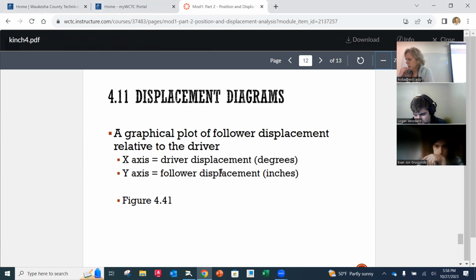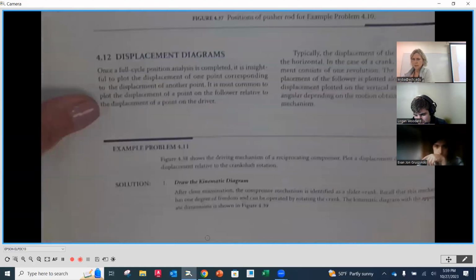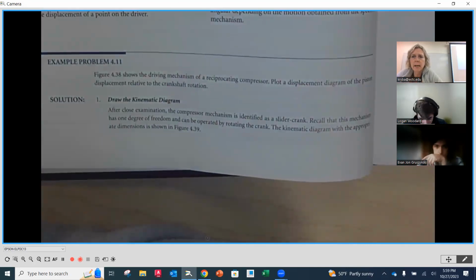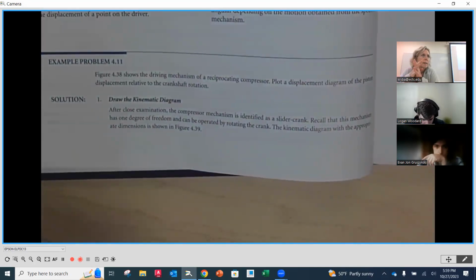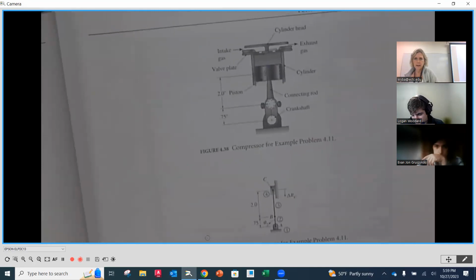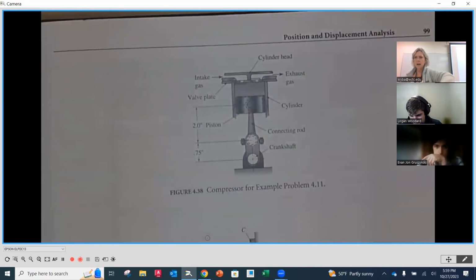Now, I am going to go to, let's see here, page number 99, and that's going to be the example we look at. So on page 99, actually, I'll start at the bottom here. This is example 4-11. And this is a driving mechanism for a reciprocating compressor. And we want to plot a displacement diagram of the piston displacement relative to that crankshaft motion. So let's look at the actual mechanism itself and then the kinematic diagram. So here is the actual mechanism.